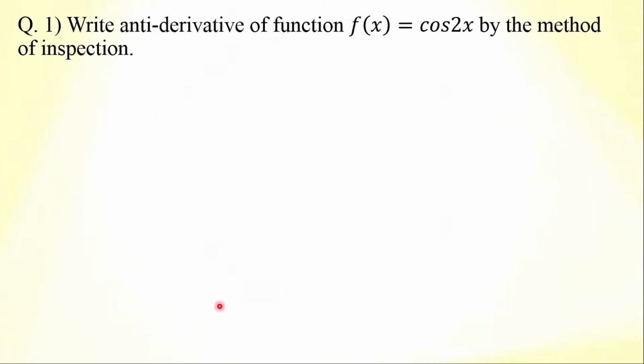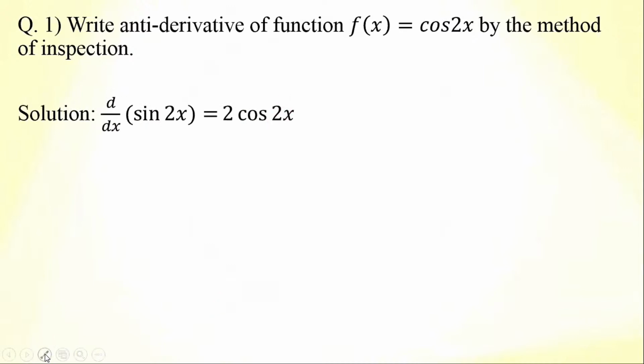Let's try a few of the questions. The first question is: write the antiderivative of the function cos 2x by using the method of inspection. This is a very objective type of question. So you start thinking in this process. The derivative of sin 2x with respect to x is 2 cos 2x. How is it coming? It's coming by using the chain rule.